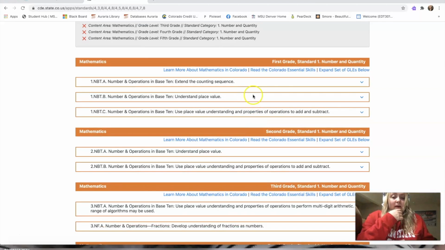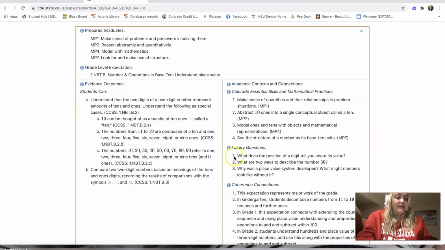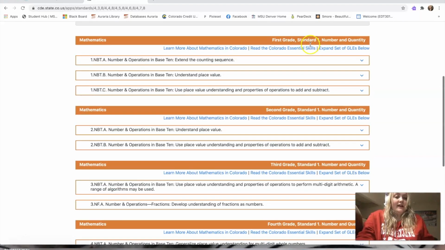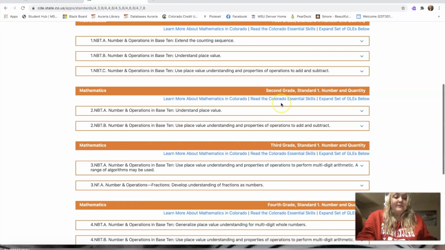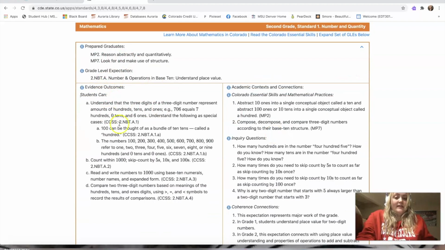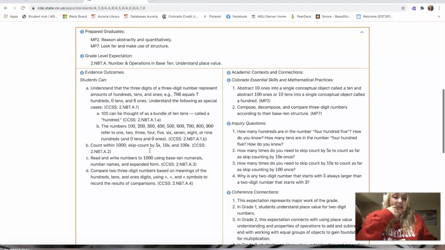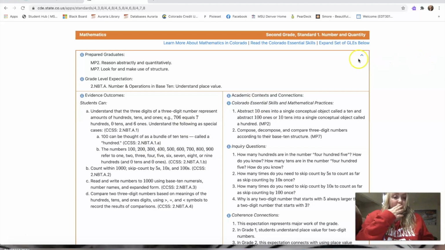So, just some background knowledge here. We do start to understand place value in first grade. However, we're not really dealing with multiplication yet. We're dealing more with understanding tens and ones and comparing two-digit numbers. So, not quite multiplication in first grade. When we move into second grade, we're still working with place value and understanding thousands and integrating more place values for comprehension, but still not quite getting into multiplication yet.